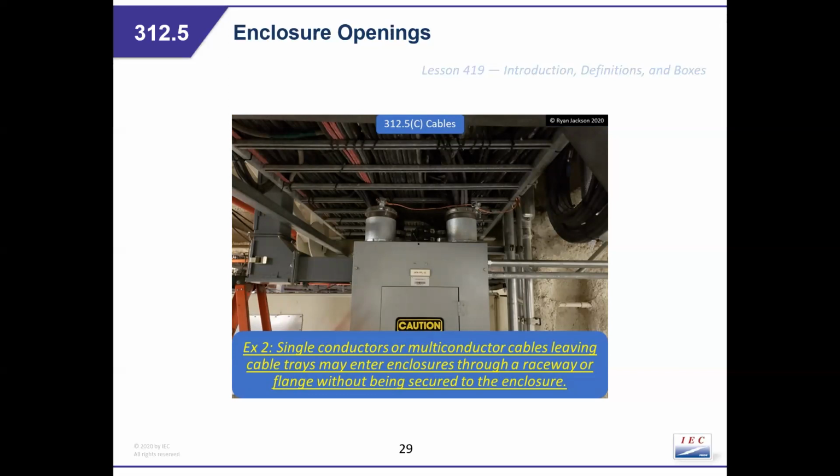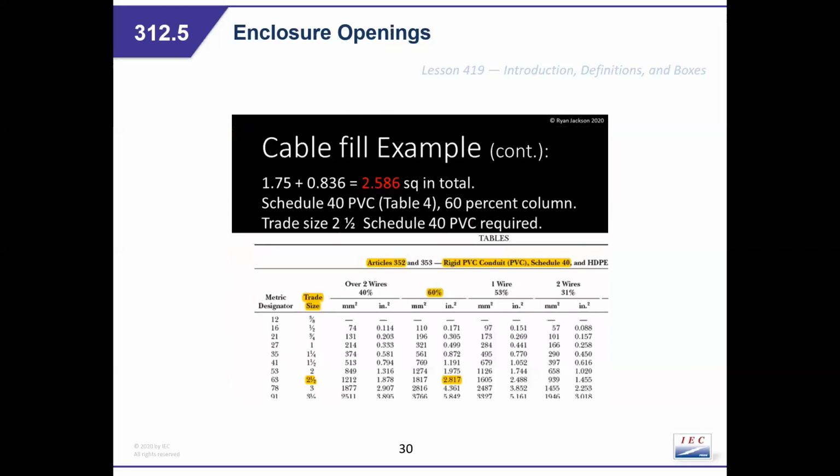Single conductors or multi-conductor cables leaving cable trays may enter enclosures through a raceway or flange without being secured to the enclosure. Okay. So that cable fill example being continued, you got that 1.75 and that 0.836 that we calculated earlier. It's 2.586 square inches total. Schedule 40 has showed us that the 60% column, that we've got that 2.5 inch PVC, and that's what's required. Okay.